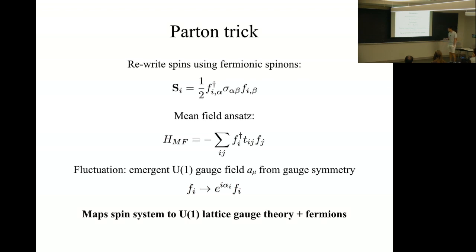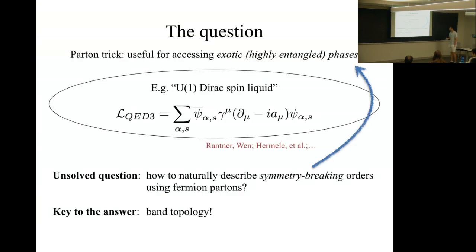But the bottom line is that what this trick really does is map the spin system, which is hard to solve, to a system of U1 lattice gauge theory plus fermions. It's hard to solve again, but there are at least some sensible approximations we know how to make. So this parton approach has been extremely useful historically for accessing highly entangled, especially gapless quantum phases.